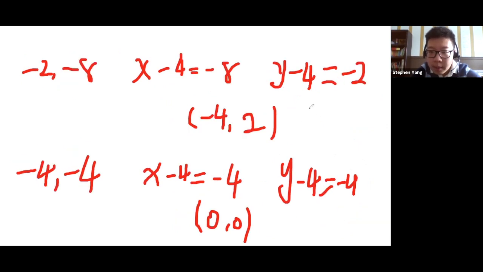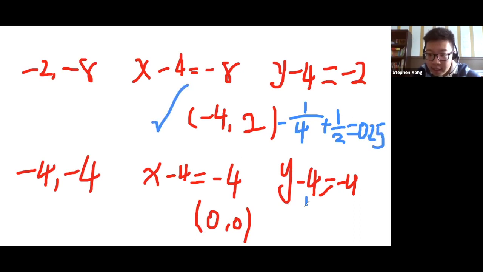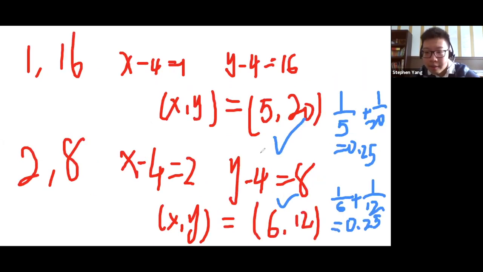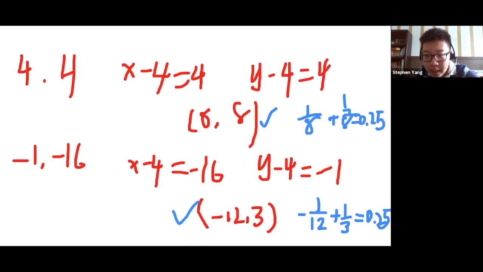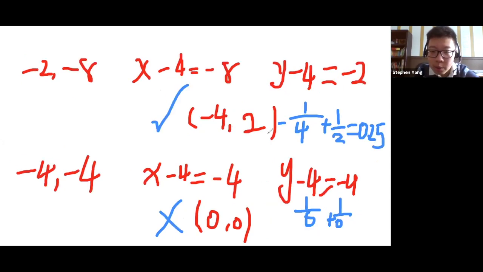And looking at this, it'll be -1/4 plus 1/2, and this equals 0.25, which is good. Now the last case will be 1/0 plus 1/0. Since we cannot have 0 as a denominator, this case is a failed case, which means we have 5 pairs of solutions. They are 5, 20; 6, 12; 8, 8; -12, 3; and -4, 2.